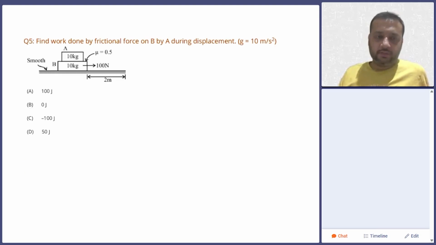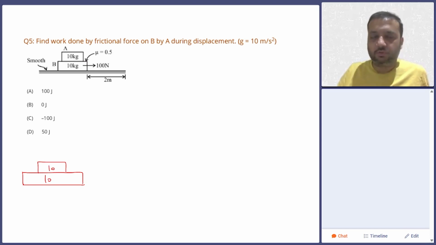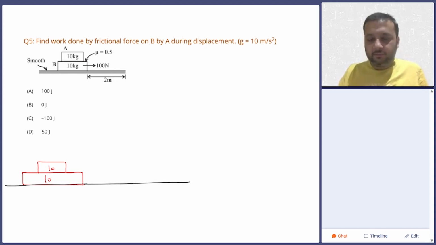Let's move to the next question. Here we have to find the work done by the frictional force on B due to A during the displacement of 2 meters. First, you have to assess whether relative slipping between A and B will happen or not. So for that, let's assume that the relative slipping between A and B is not happening. That's an assumption that I'm making, and I will check whether this assumption is true or not. If the relative slipping between A and B is not happening, then they will move as a system. That means A and B will move together.